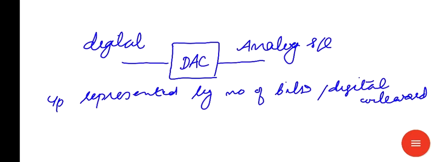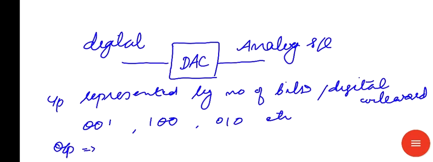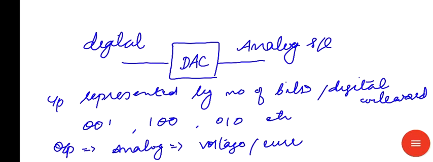Digital code words are, for example, 001 or 100, 010, etc. And the output is an analog signal, that is a voltage or current. The analog signal is represented by voltage or current.